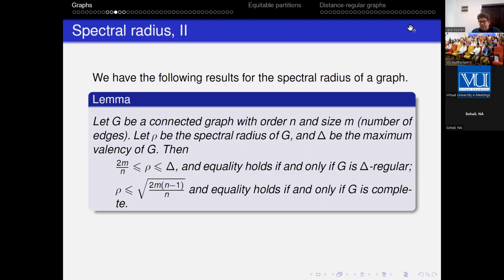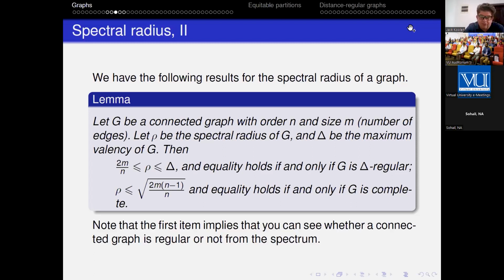Another result you can prove is that rho is at most the square root of 2m times n minus 1 over n, and you have equality if and only if the graph is complete. So let's prove this lemma. It's not difficult. So the first result says that if you have a connected graph, you can see from the spectrum whether it's regular or not.